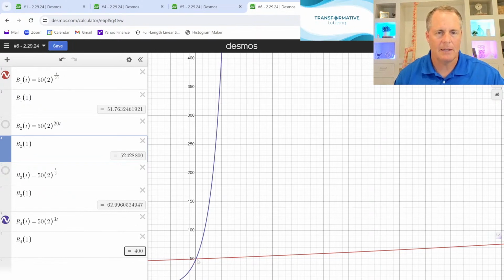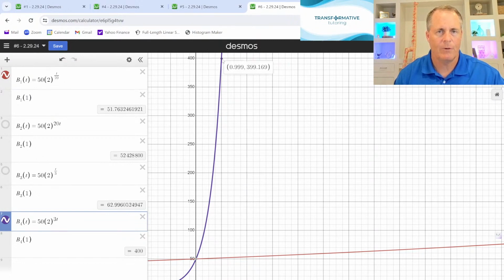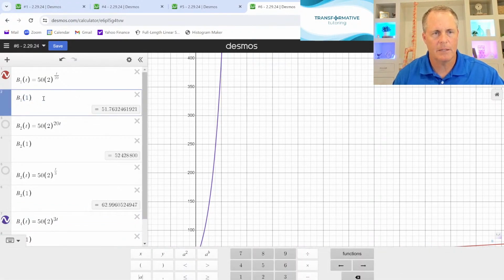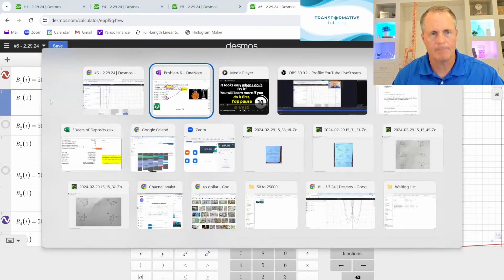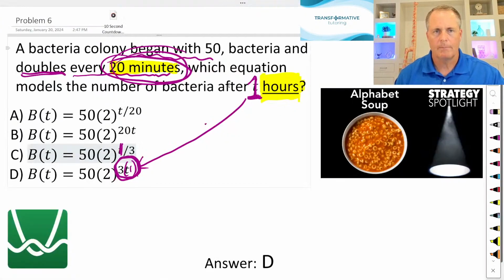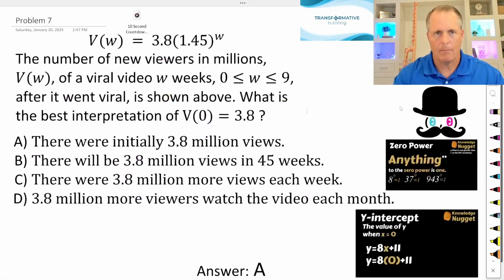And that 400 is happening because it doubled several times. And we could take a look at that and say, okay, well, after 20 minutes, it doubled once to 100. And then after another 20 minutes, it doubled to 200. And then after a full hour, it doubled to 400. Okay, so lots of different ways to use Desmos. You can use it to help you evaluate functions really quickly and try different numbers. Okay, let's go on to our next problem.